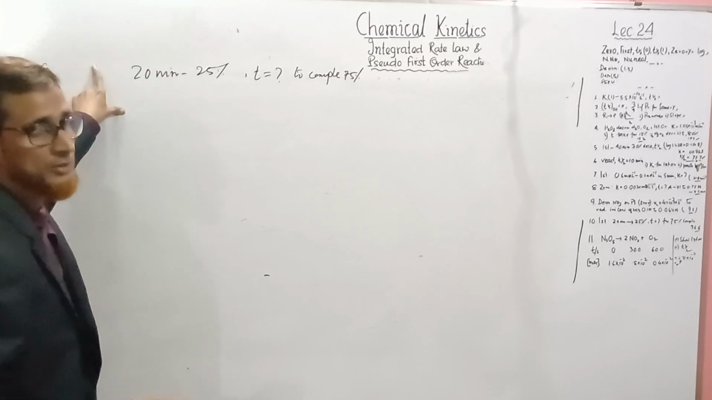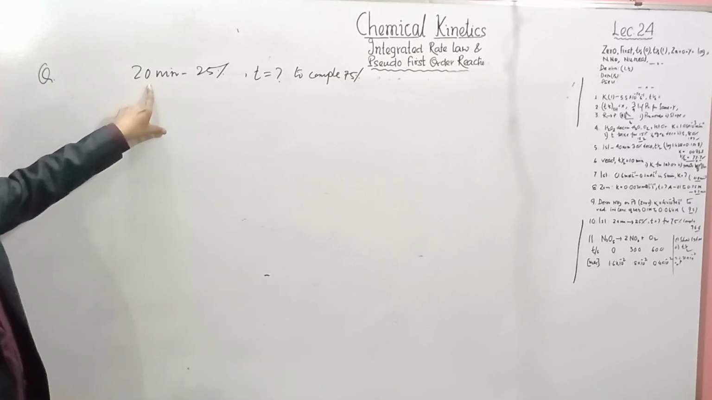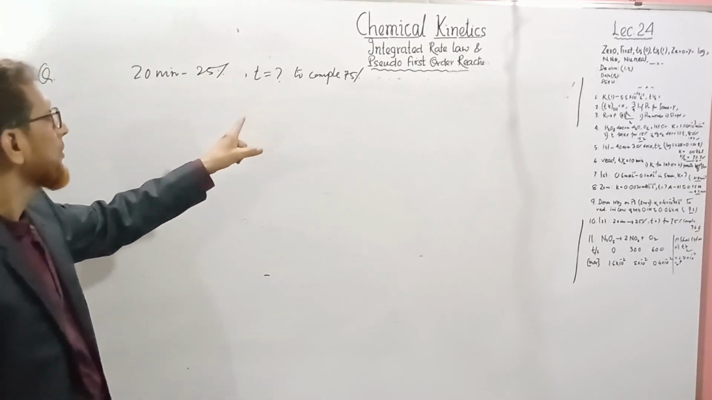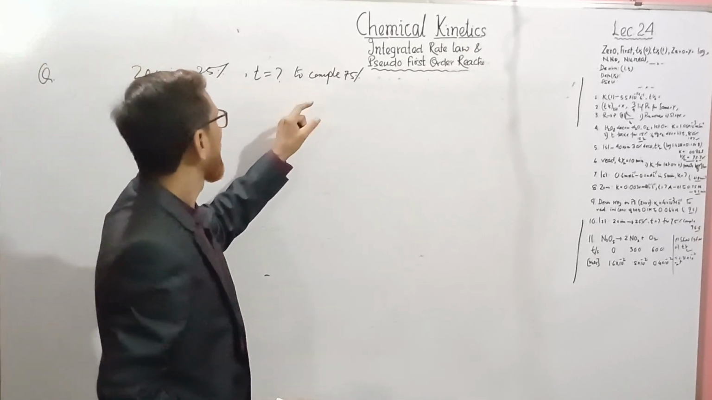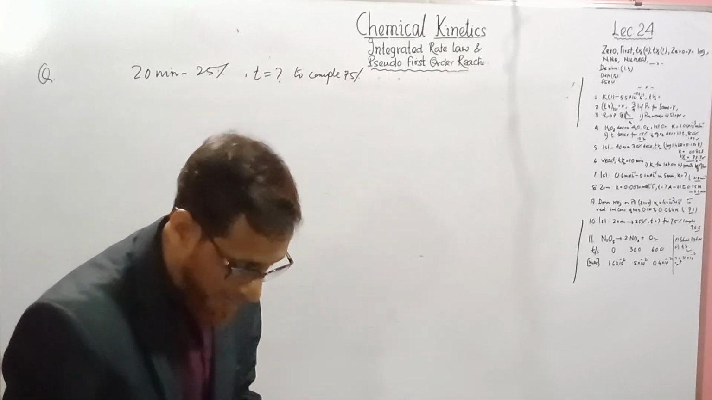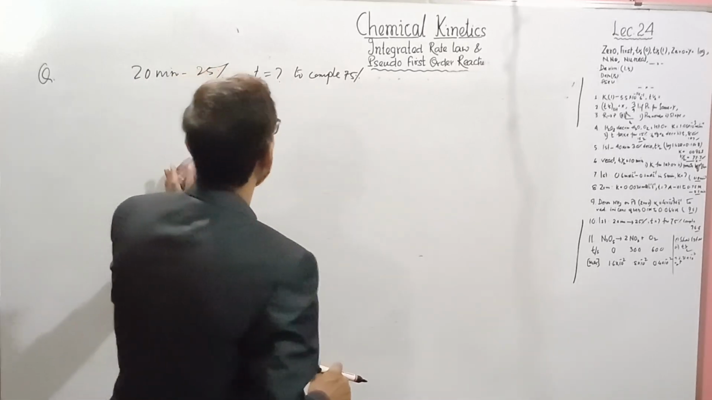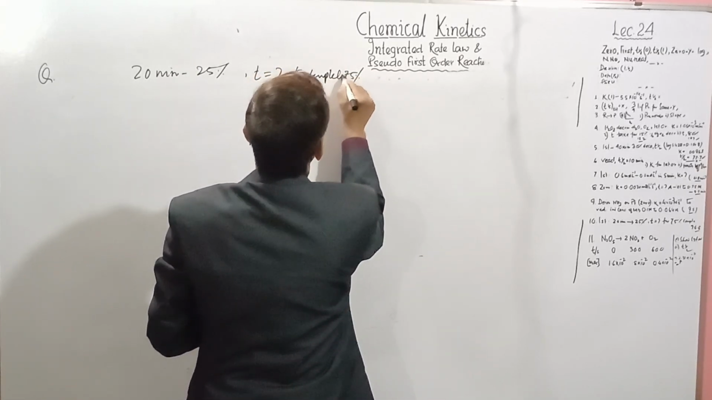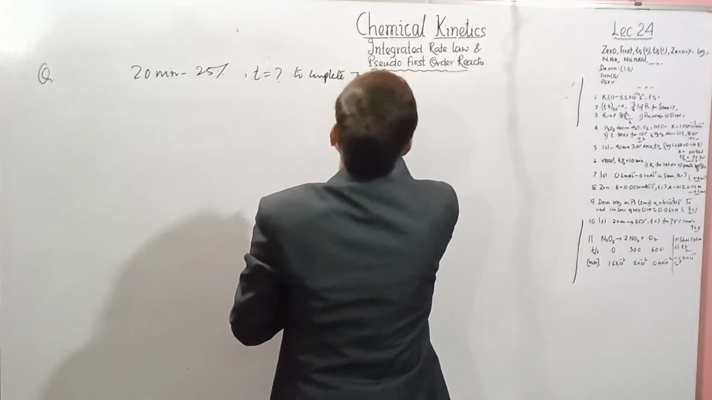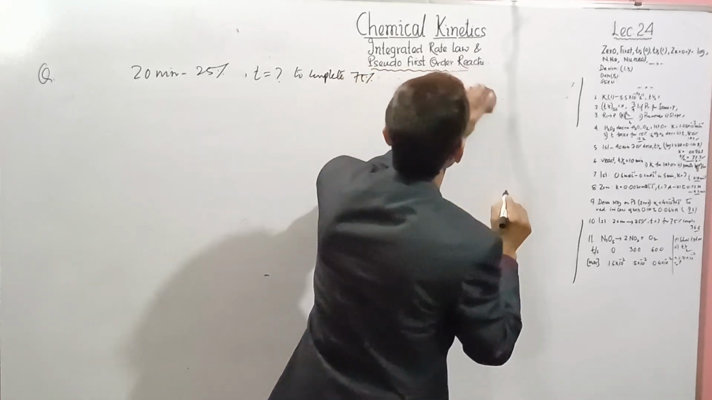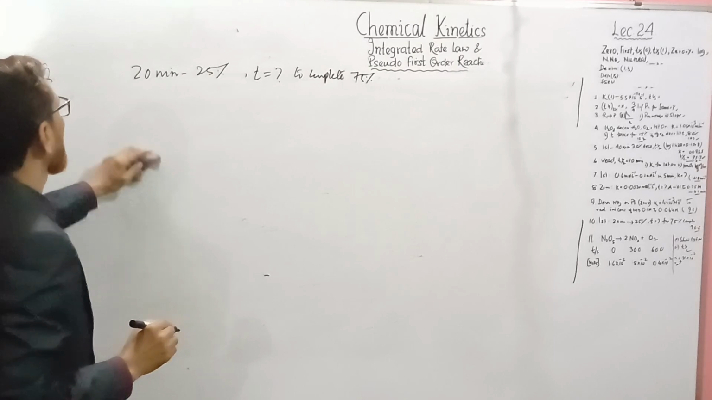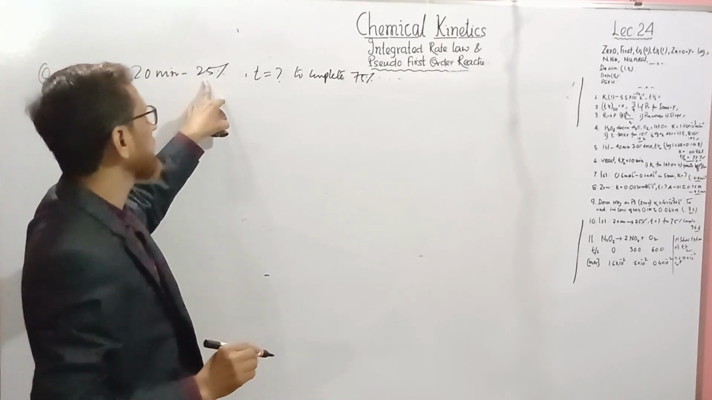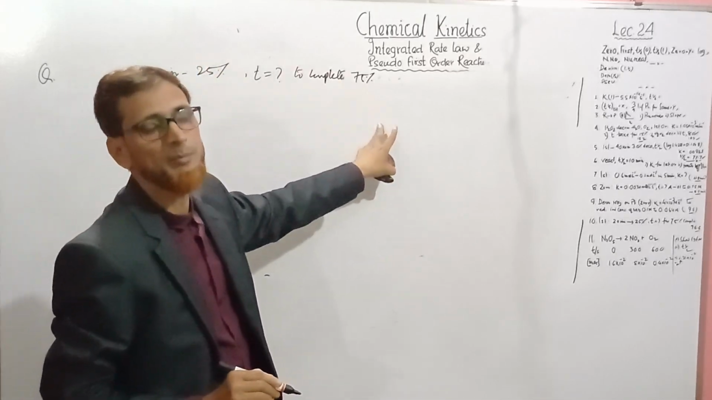I am not writing the complete answer. So the question: for a first order reaction, it is found that in 20 minutes the reaction is completed 25%. What will be the time to complete the reaction 75%? Am I right? In 20 minutes the reaction completed 25%. What will be the time to complete the reaction 75%?